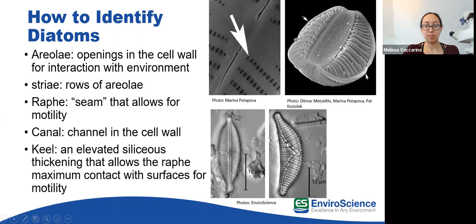And a keel is an instance of elevated siliceous thickening that allows the raphe maximum contact with surfaces for motility. So here you can see this kind of narrow lip is where you would find the raphe in this diatom.